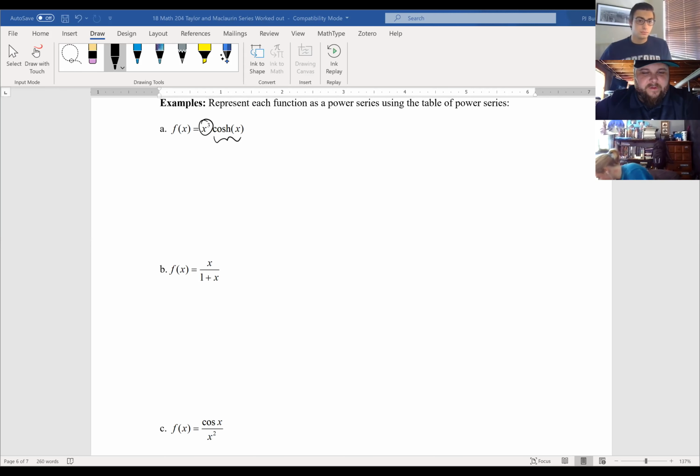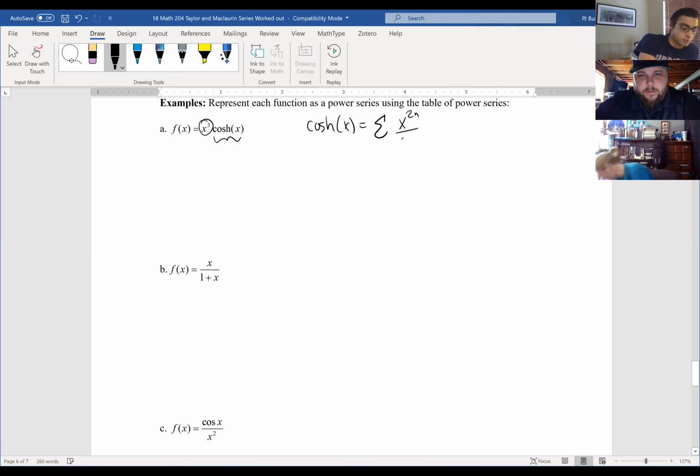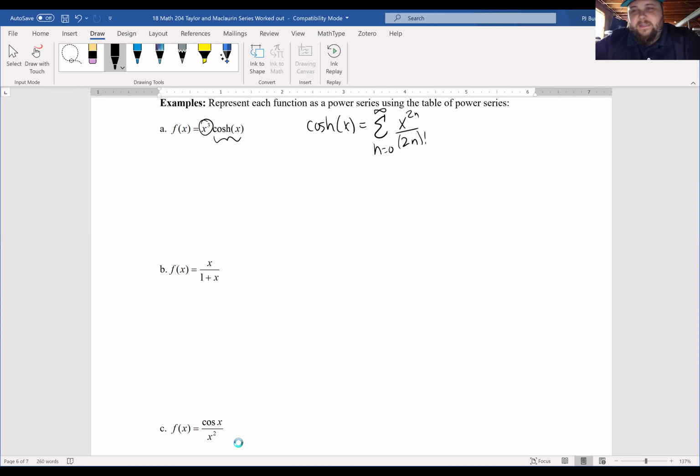Now its power series representation is the sum of x to the 2n over 2n factorial. Let me just check. Yep. From 0 to infinity. This is a great example because, for one thing, we have no idea what this cosh function is. But if we use the power series, we could create a polynomial function to represent it.